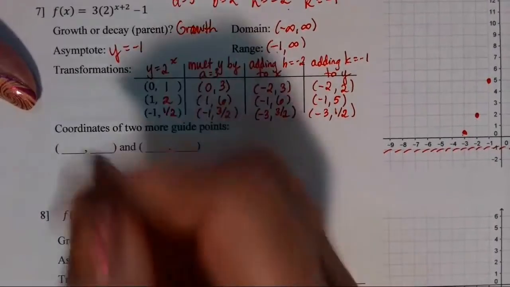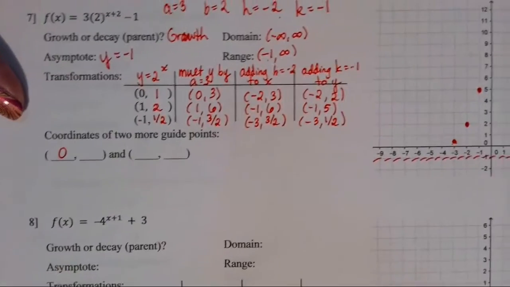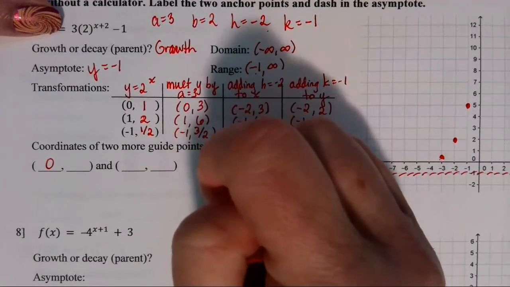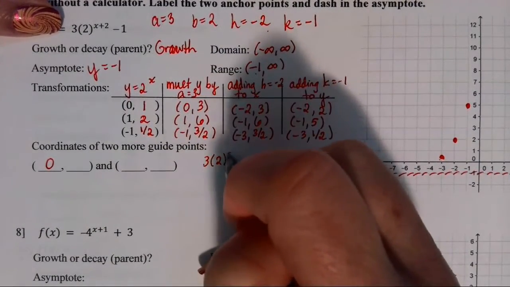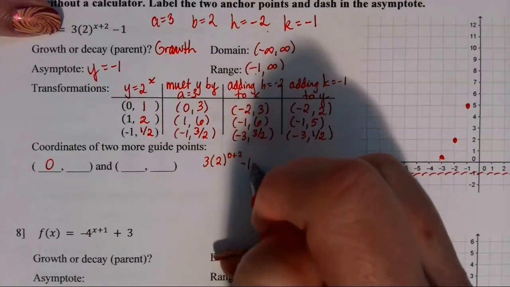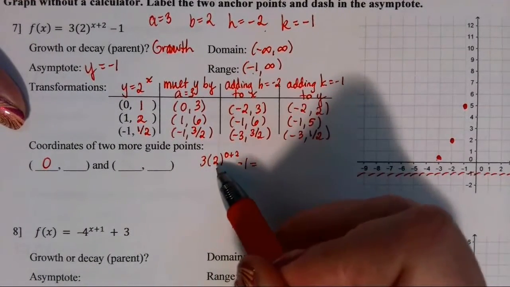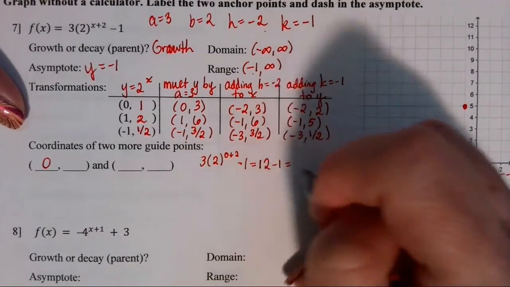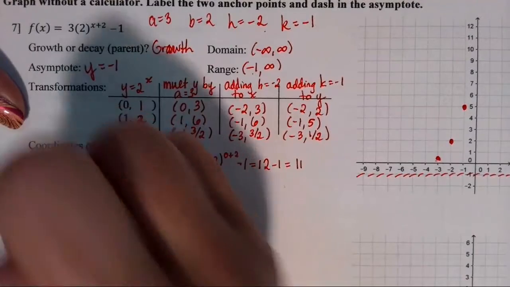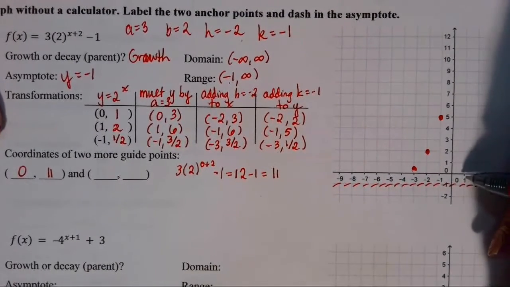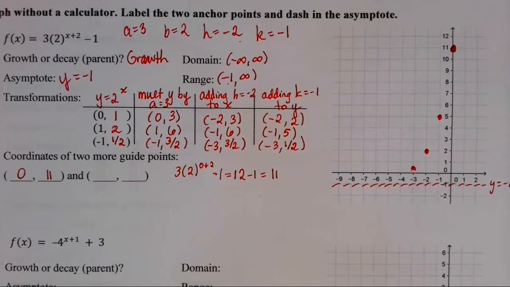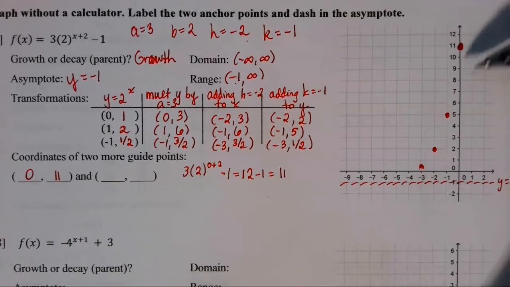So I'm going to go ahead and put 0 in for my x, and then evaluate this function. So 3 times 2 raised to the 0 plus 2 and then minus 1 would be 3 times 2 squared, which is 12, and then 12 minus 1 is 11. So the point 0, 11 would be my y-intercept. And then I can tell that this is going to head off the graph pretty much immediately.